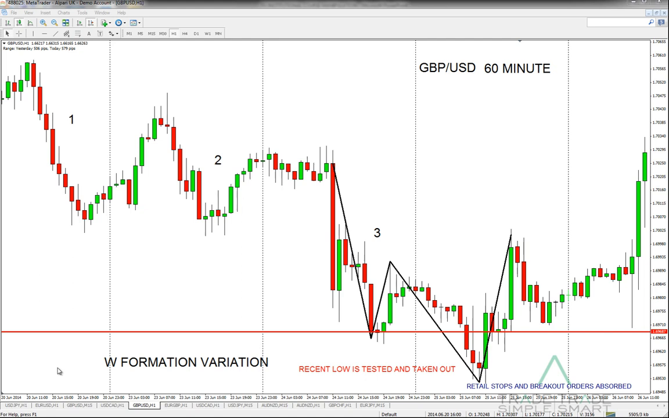Okay, so exact same process as with the M formation. We're simply seeing the second leg of the W formation take out the most recent swing low, and this allows them to absorb orders at better prices and ultimately move the trend in their intended direction.